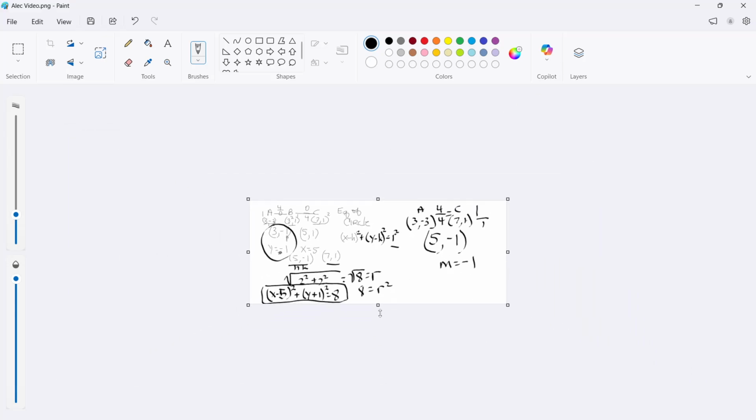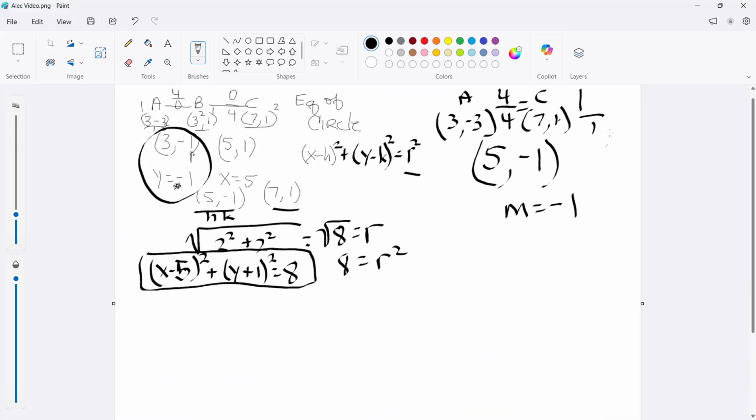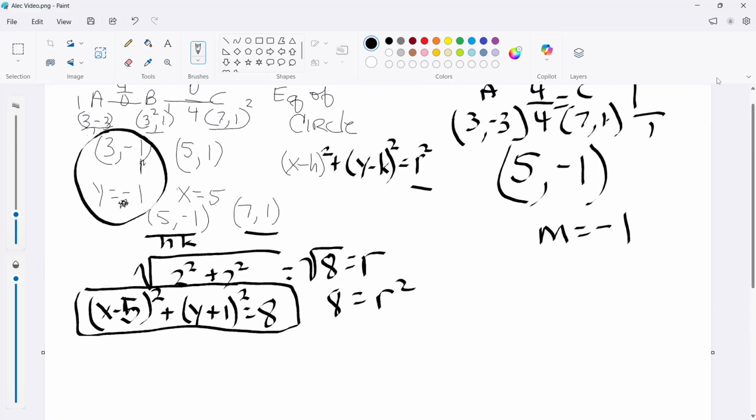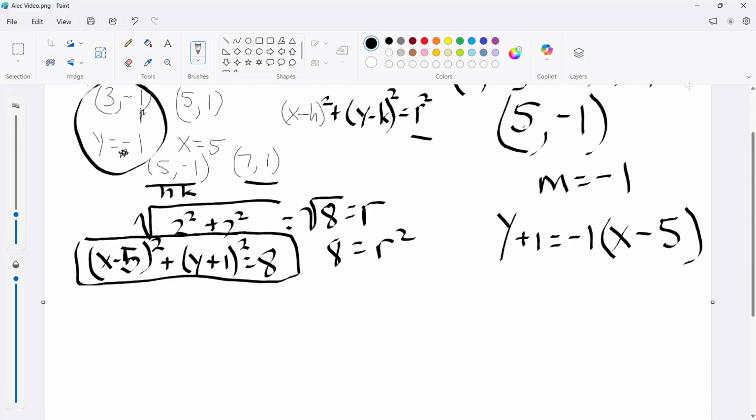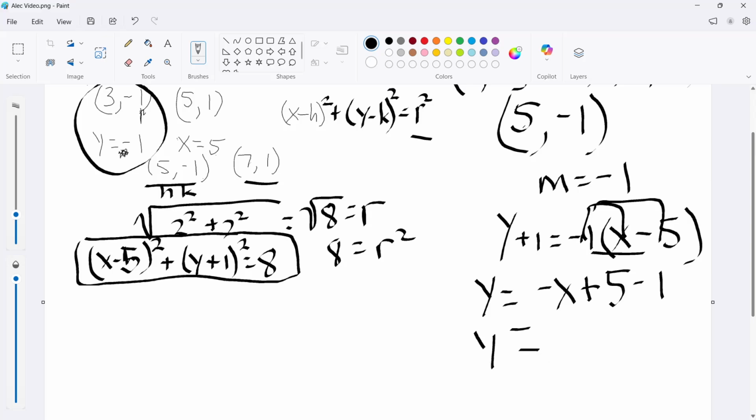And I need more room. I always need more room. So I'm going to use the point-slope formula. Y minus the y value, minus -1, which is +1, equals m, -1, times x minus the x value of the point that's on that line, which is the midpoint, x minus 5. So I will multiply everything by -1, subtract 1 from both sides. Y equals -x, -1 times -5 is +5, minus 1. So y equals -x plus 4.